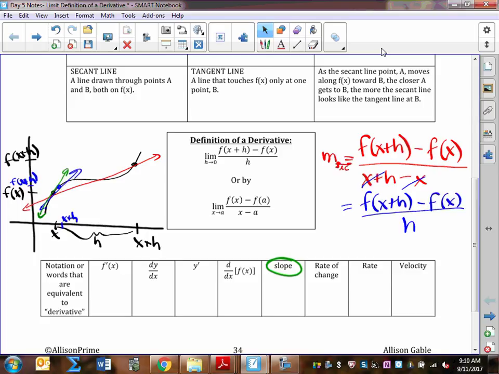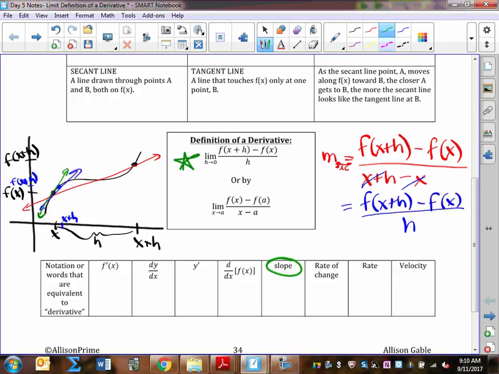So if we get h closer and closer to 0, would you agree that our secant line would get closer and closer to that tangent line? And thus the slope of the secant would actually become the slope of the tangent. So as we got our h value closer and closer to 0, then we would have the slope of what would be the tangent line. And that's what this first one here is.